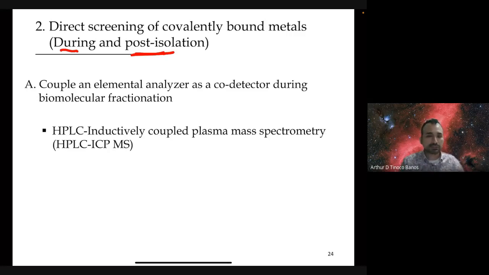This is probably not so common, but many people have columns and detectors to look at if a certain molecule is being purified, but they don't necessarily have a detector for determining if a metal is there. But this technique does exist. For instance, high-performance liquid chromatography, which is coupled with inductively coupled plasma mass spectrometry, or ICP-MS.